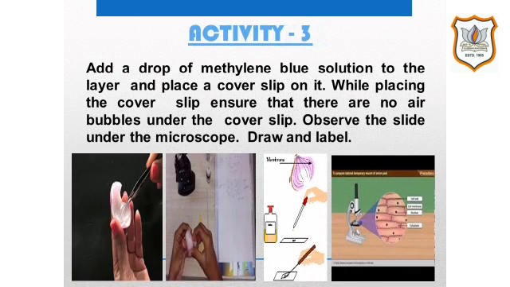Then add a drop of methylene blue solution. Methylene blue solution gives color to the onion peel layer. Place a cover slip on it. While placing the cover slip, ensure that there are no air bubbles under the cover slip. Observe the slide under the microscope. Draw and label the diagram.